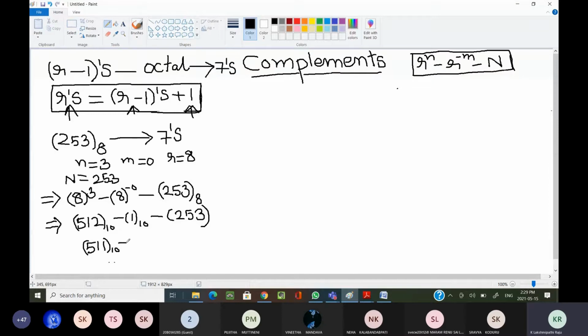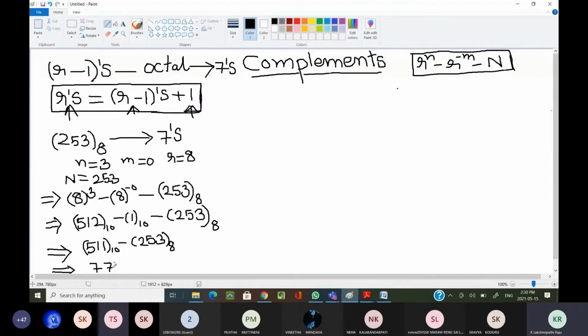We are getting 511 of base 10 minus 253 of base 8. Now what we are doing, I hope everyone knows. We have to convert either this into octal or this into decimal. We can do it two ways, but the best solution is converting this into octal.